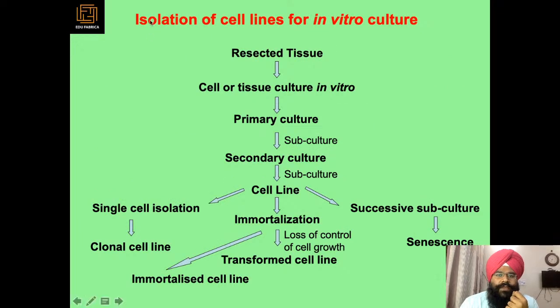Isolation of cell lines for in vitro culture. You can resect the tissues, cells, or tissue cultures in vitro. Then you do the primary culture, then subculture, making a secondary culture. Then further you do subculture, making cell lines, cell isolations, immortalizations, successive subculture. Then this leads to three different paths: a cloned cell line, a transformed cell line, or an immortalized cell line, or you can have senescence, that is the death of your cells.